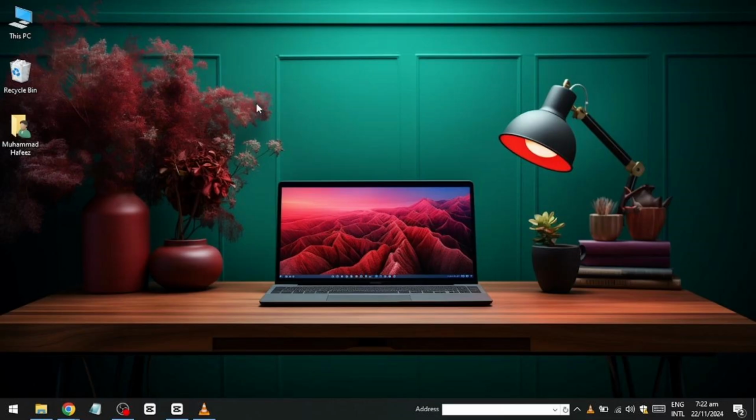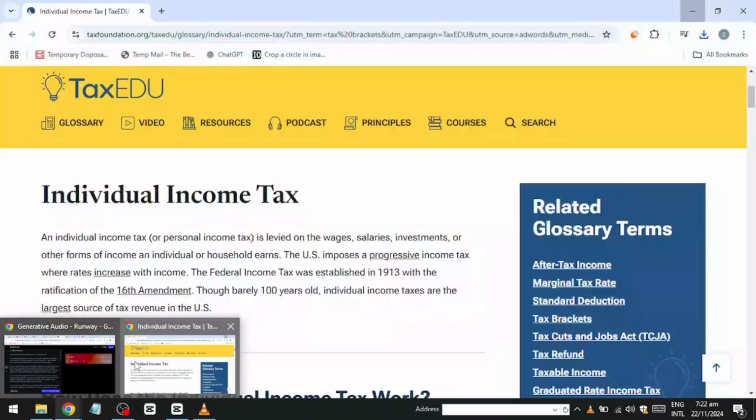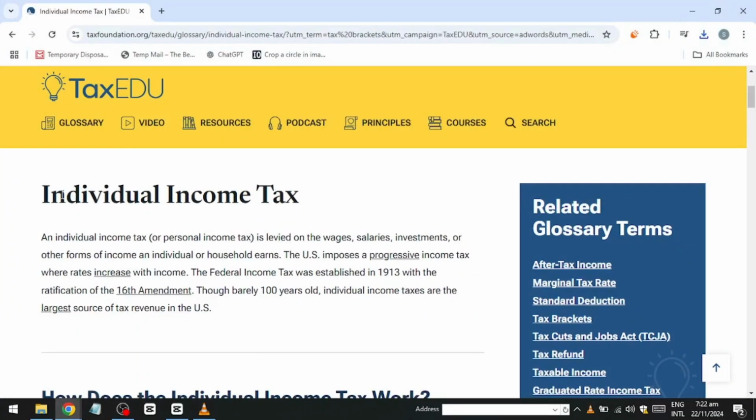Taxes might seem complicated at first, but with the right explanation, it all becomes much clearer. In this video, we'll break it down step by step so you can understand what tax brackets are, how they affect your income, and why they matter. Let's start with the basics.